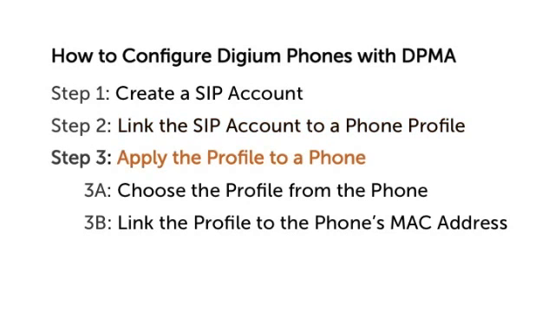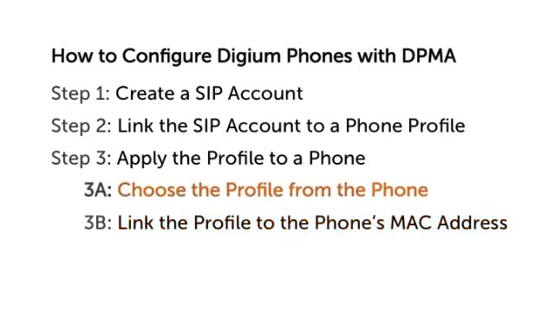Step 3 is to associate the profile to an actual phone. Once the profile has been associated, the phone is able to fetch its configuration from the server automatically. Associating a phone profile with a Digium phone can be done in several ways. I will illustrate 2 of them in this tutorial. Select the profile from the phone and link the profile to the phone's MAC address.